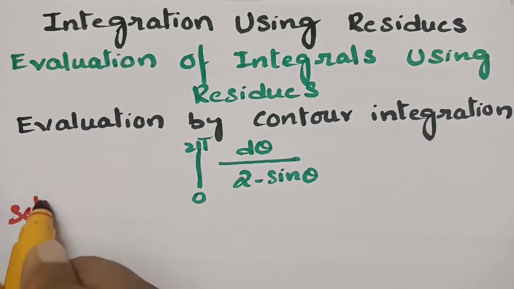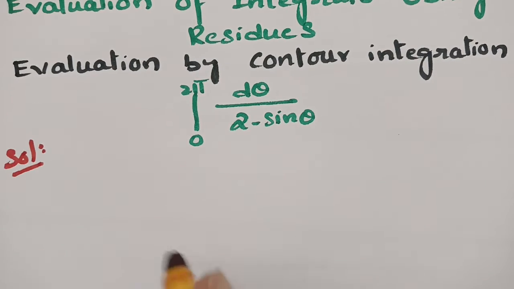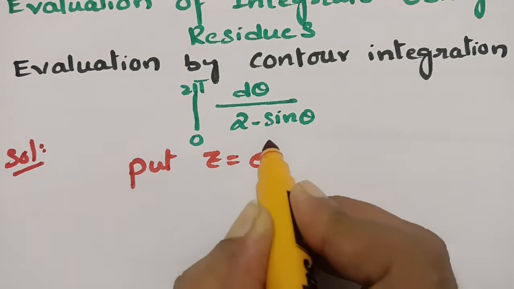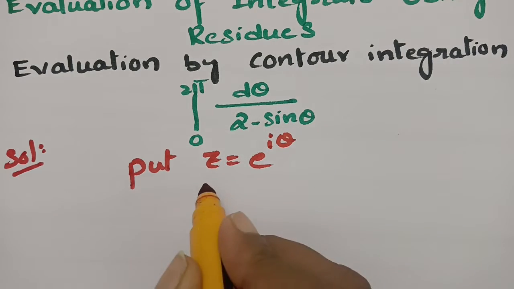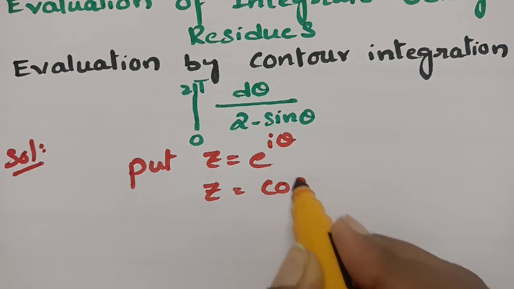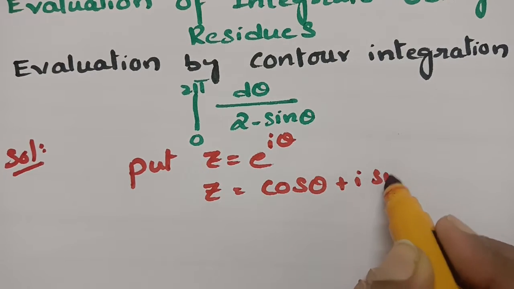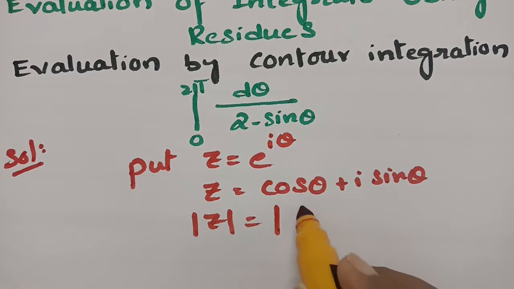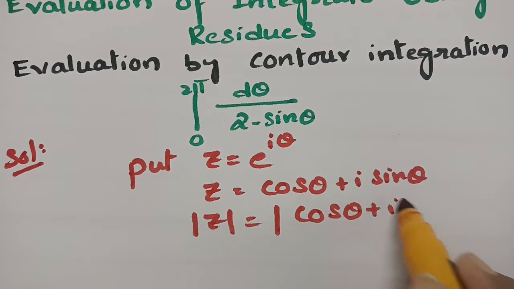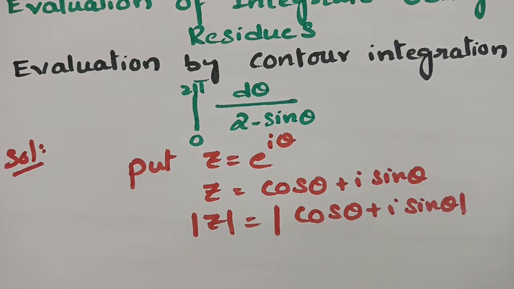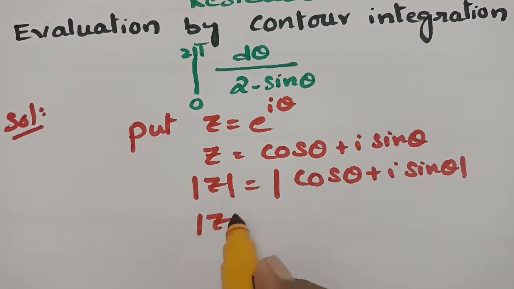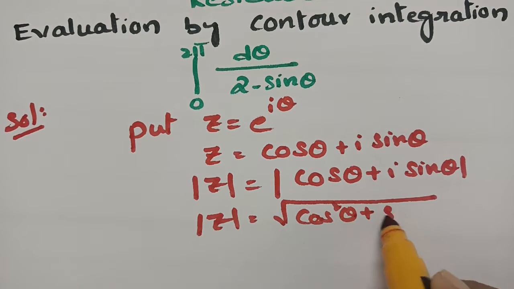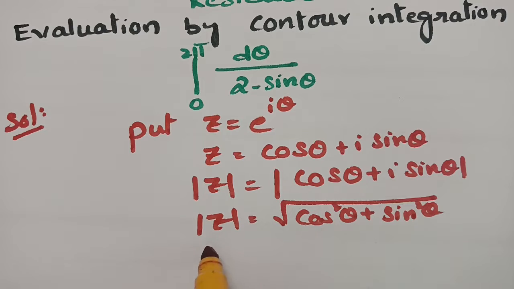In the solution, in order to solve this, we have to put z equal to e power i theta. And what is e power i theta? This is cos theta plus i sin theta. Now, if I take the modulus on both sides, mod z is equal to the modulus of cos theta plus i sin theta, which is root over cos square theta plus sin square theta, which is equal to 1.